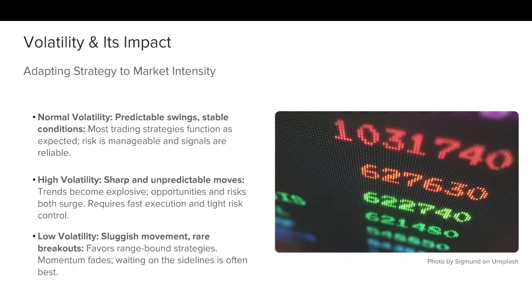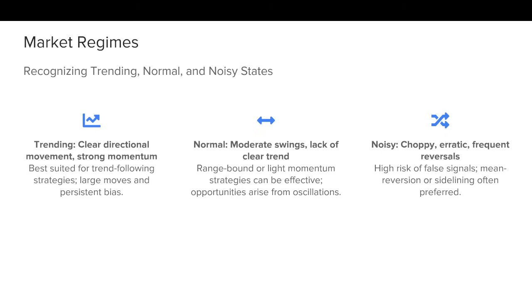Now this indicator also tells you 3 stages of volatility. One is normal volatility, where you have predictable swings, stable conditions, risk is manageable, signals are reliable. Another is high volatility, very sharp and unpredictable moves. Trends become explosive, opportunities and risks both surge. Then low volatility, sluggish movement, rare breakouts. When this happens, if you are an option buyer, your best option is to stay away from the markets.